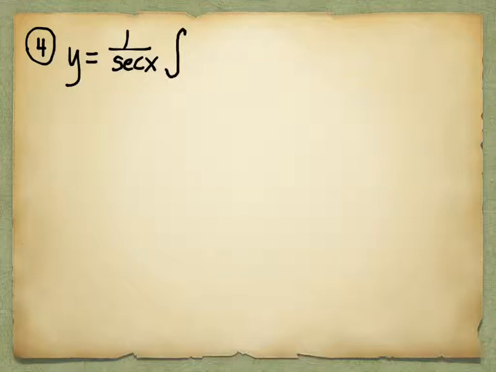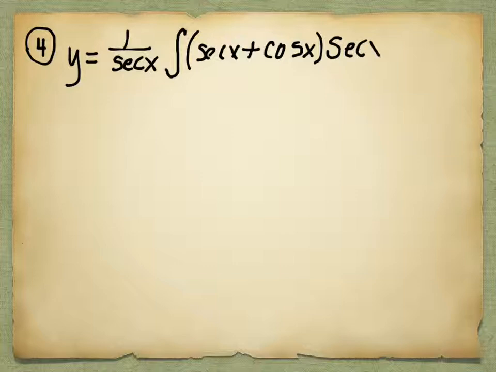Step 4. So step 4 is that y equals what? 1 over secant, otherwise known as cosine. We'll come back to that in a second, but it is. Times the integral of what? The q of x, which we identified earlier, which was secant of x plus cosine of x. All right. Times, well, this one's just times secant x. It's times u of x on the inside. U of x is what's on the inside. So this is secant x and then dx.